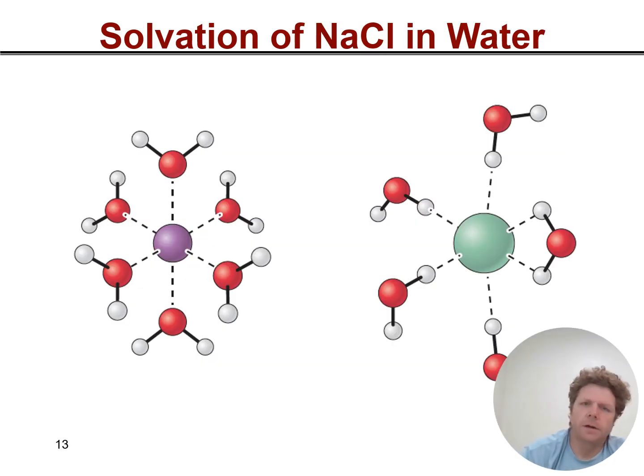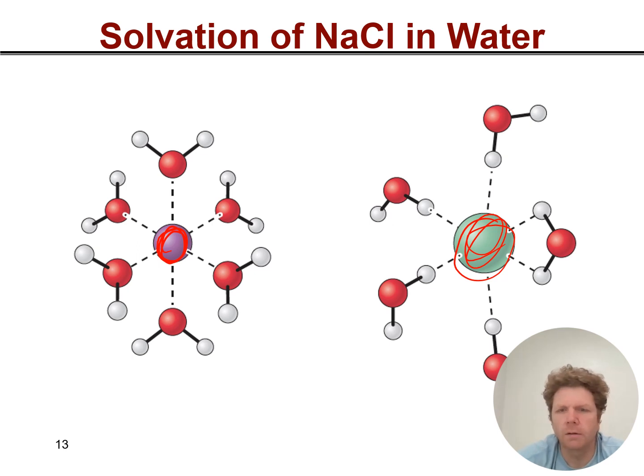Now here what we've got is, I think, kind of an intuitive drawing. If you look on the left-hand side, we've got a purple ion surrounded by a handful of molecules, a total of 6 molecules. Then on the right-hand side, we've got a green ion surrounded by maybe 5 different molecules. Now, this is simply a model. This is sodium chloride dissolved in water.